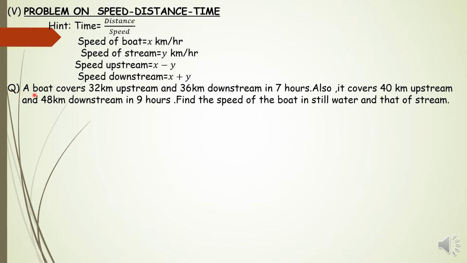A boat covers 32 kilometer upstream and 36 kilometer downstream in 7 hours. Also, it covers 40 km upstream and 48 km downstream in 9 hours. Find the speed of the boat in still water and that of the stream.